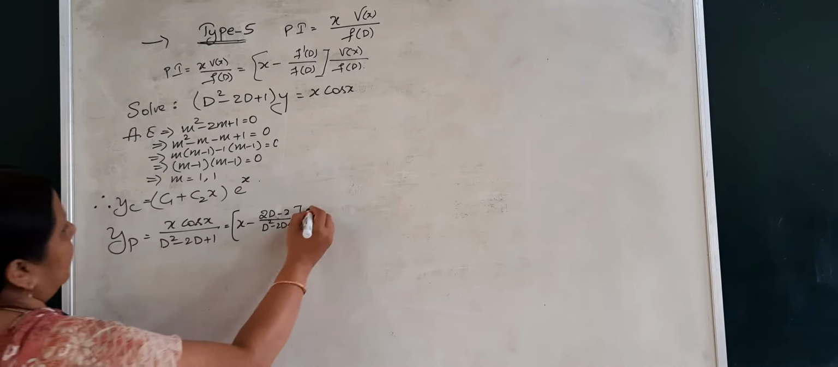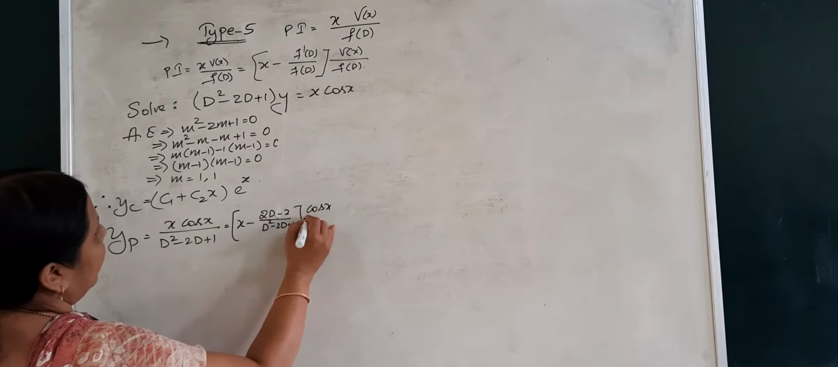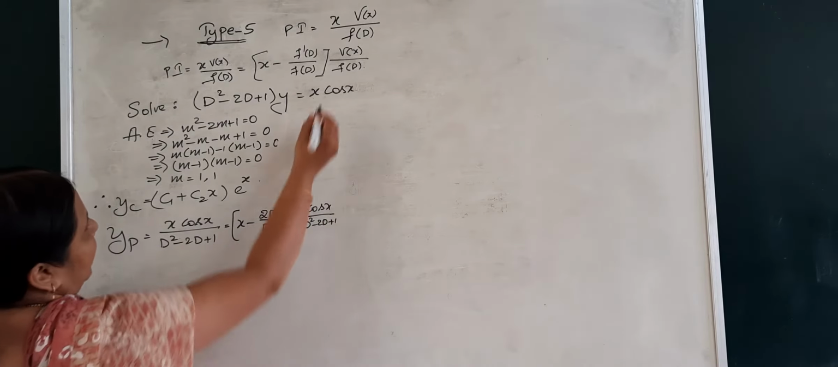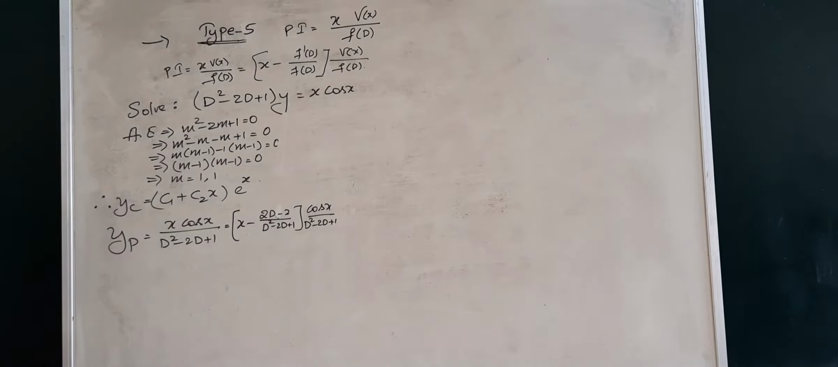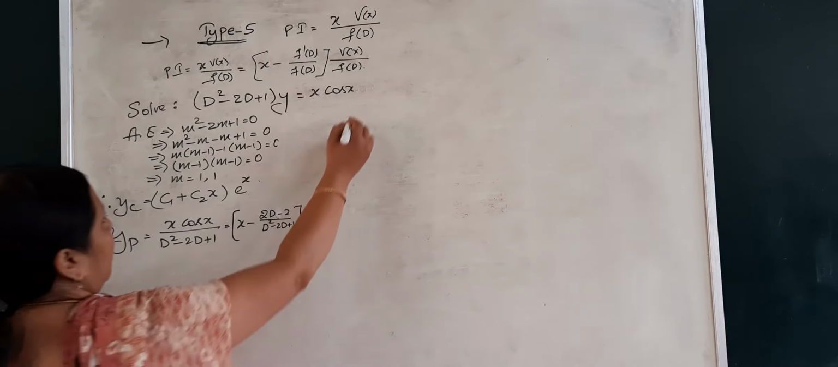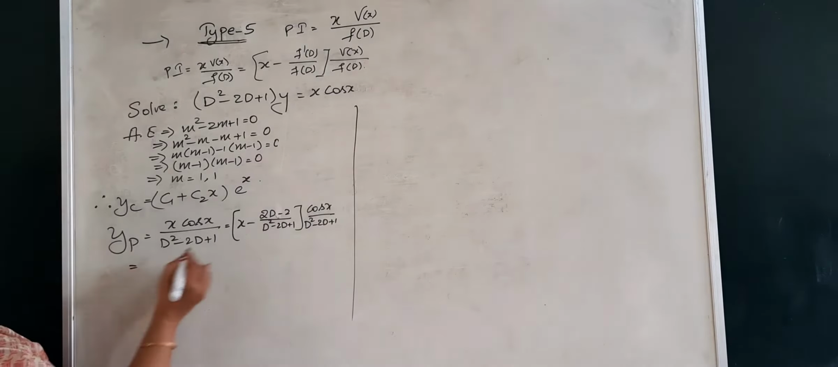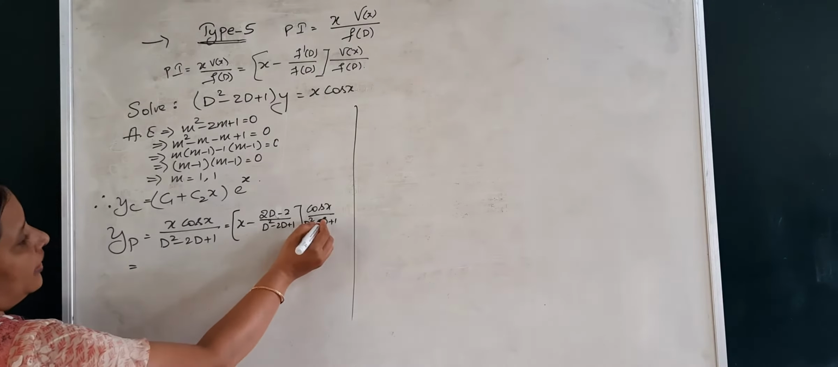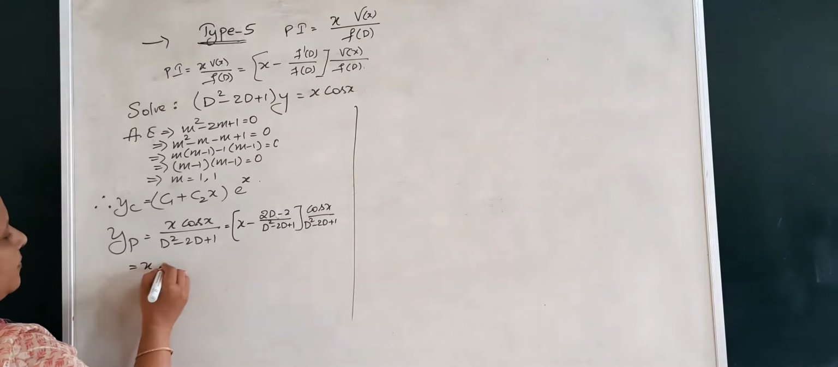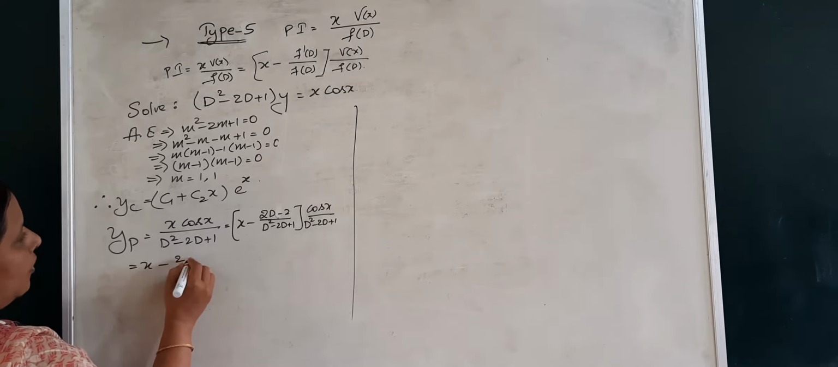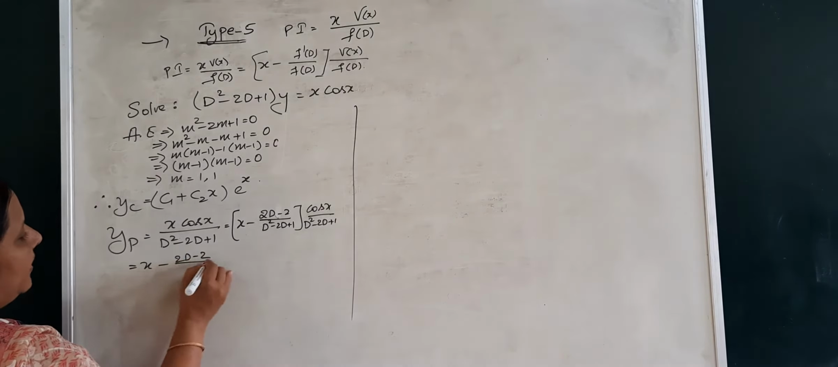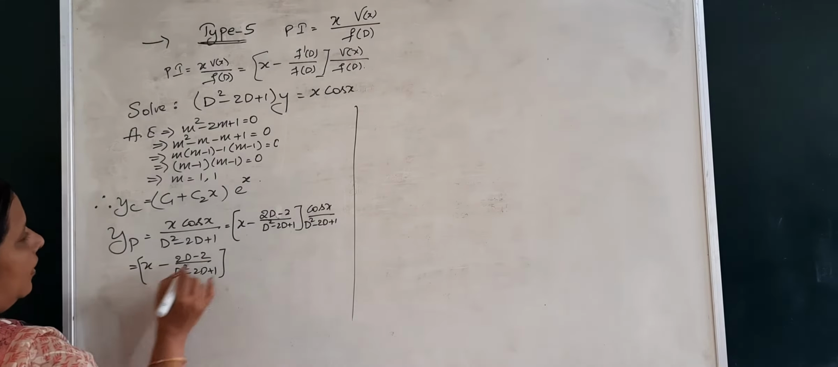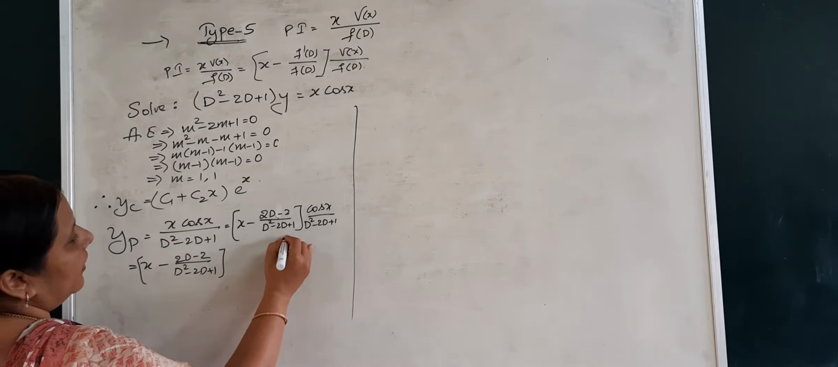What is our v of x here? Cos x. So cos x divided by again f of D, D² − 2D + 1. So we have applied the formula. We will split it into two parts now. But before splitting, here you have to apply type 2. So the 2D − 2 let it be as it is, over D² − 2D + 1. Now I am applying the second type.